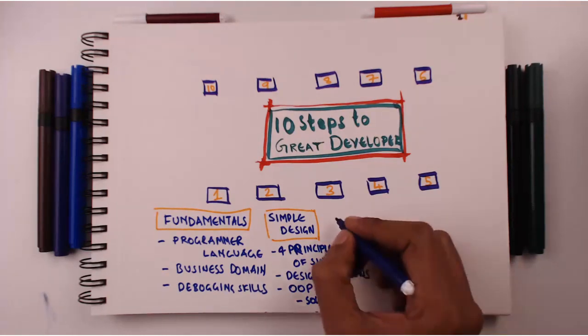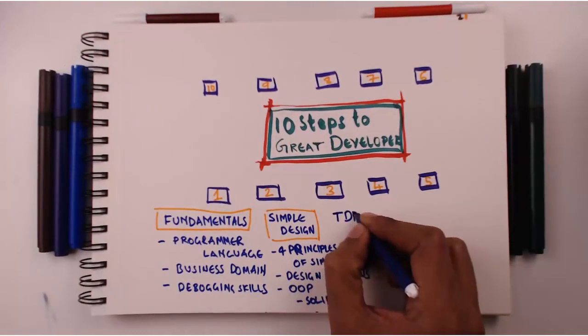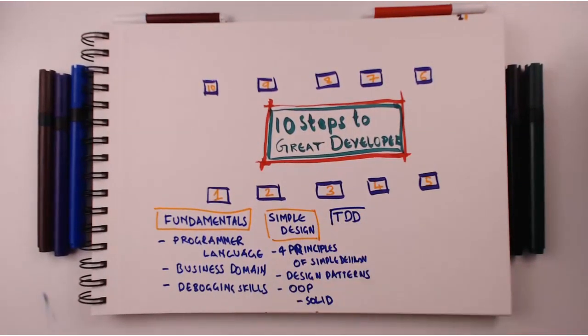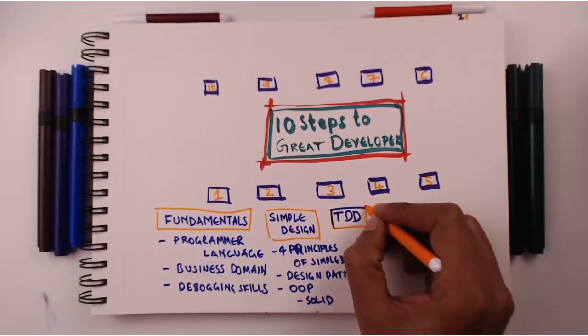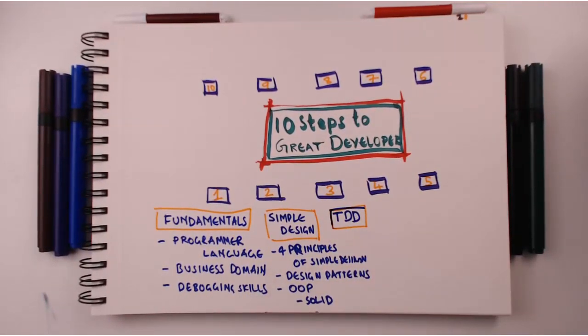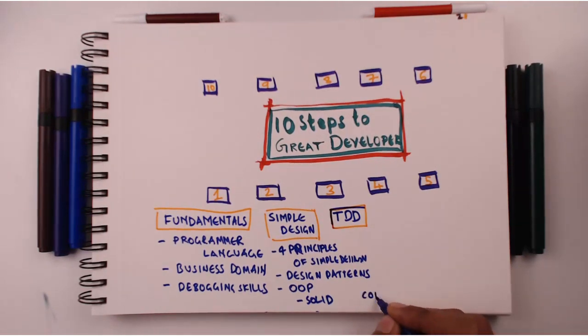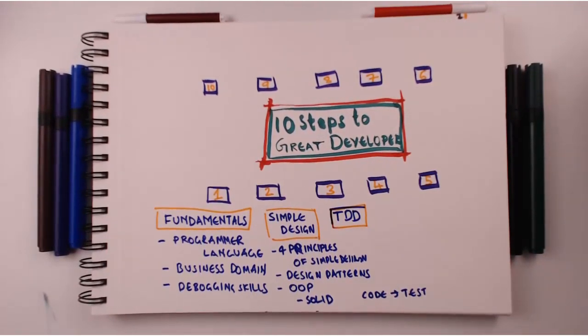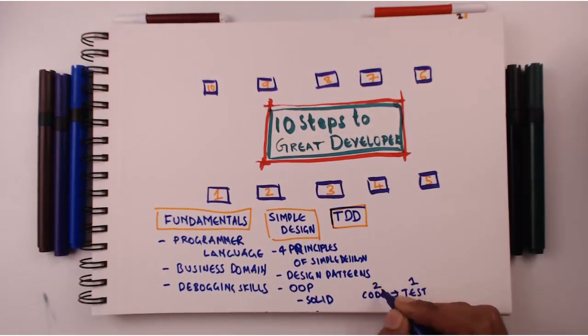The third aspect that I would want to touch upon is test-driven development. Oops, I am using a wrong color to do the box. So let's fix that. TDD, test-driven development. Why is it so important? The typical cycle that we would follow when we write code is first we write code and then we write the test. But what happens when you do test-driven development is you write the test first. So this is done first and coding is done next.